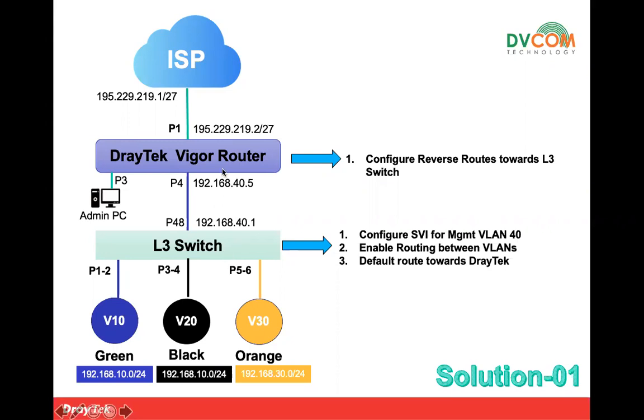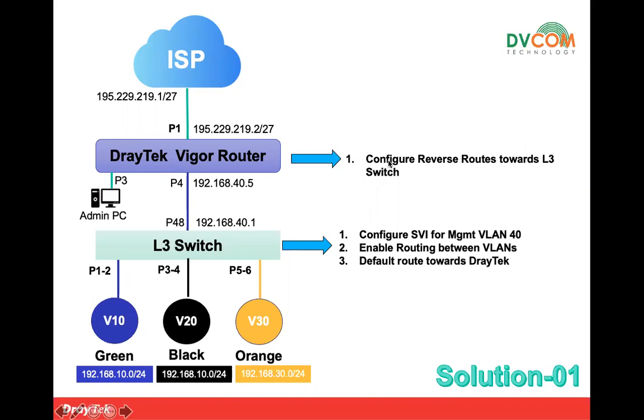Once it reaches here, let's say VLAN number 10 wants to go to the internet. By default, the request will come to the switch, then the switch is forwarding to the DRETEC router. So the router will send it to the internet. While it's coming back, the DRETEC router doesn't know who VLAN number 10 is. Why? Because the router is connected with the internet connection and it knows about 192.168.40. It doesn't know about VLAN numbers 10, 20, and 30.